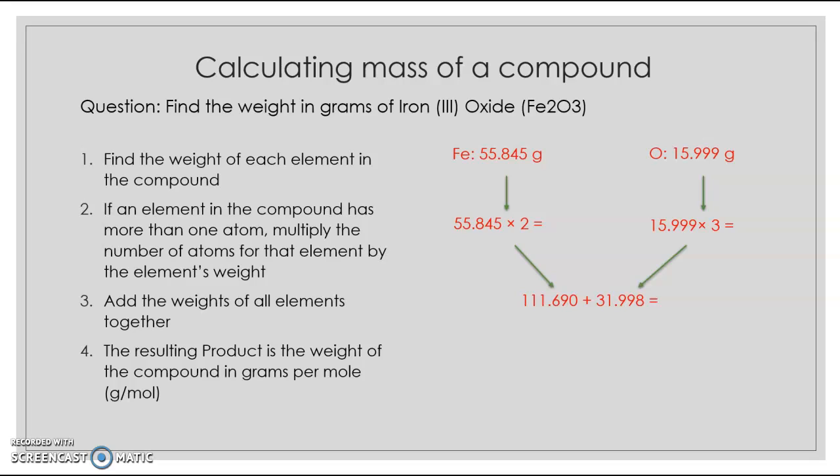Now we will add both of these weights together. This will result in the final product. That is 143.688 grams per mole. This resulting product is the weight of this compound, iron(III) oxide.